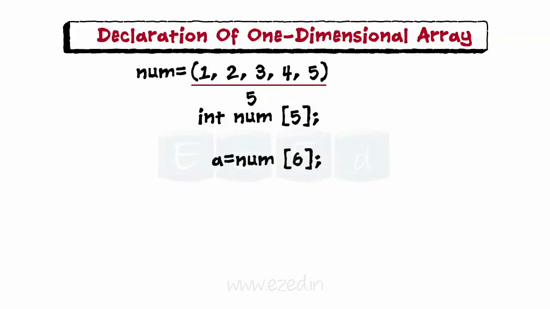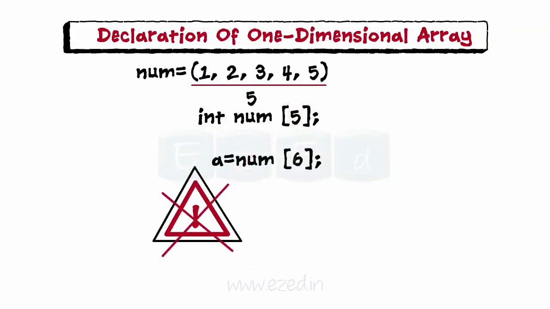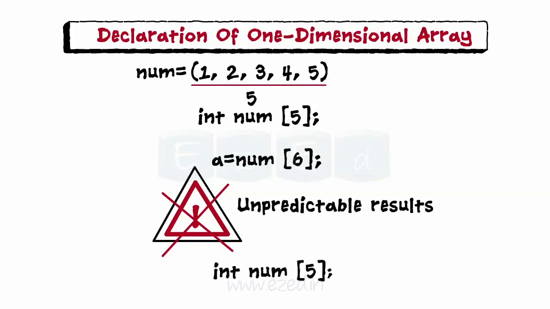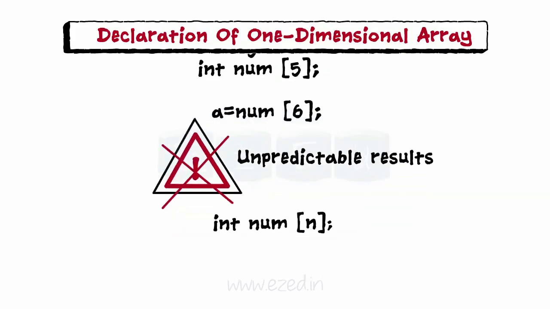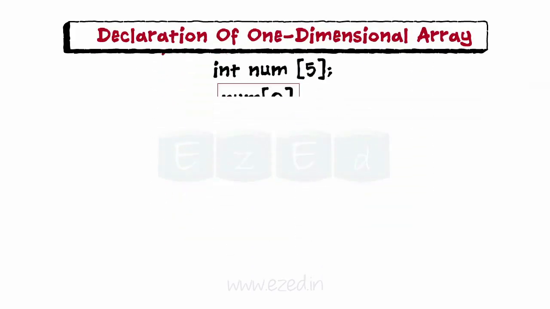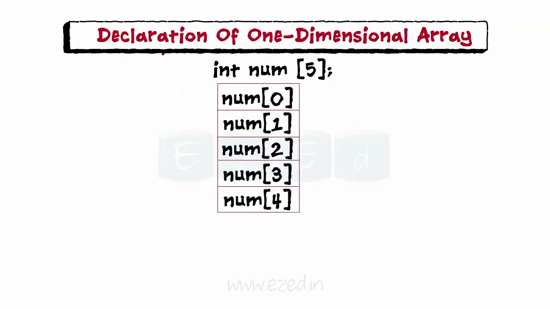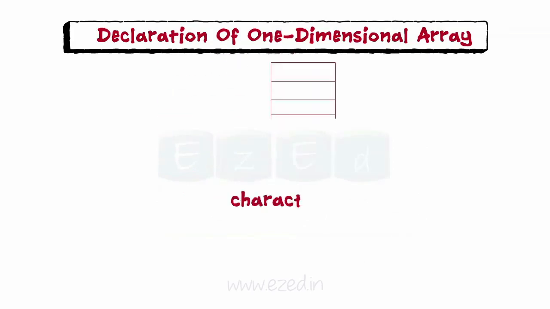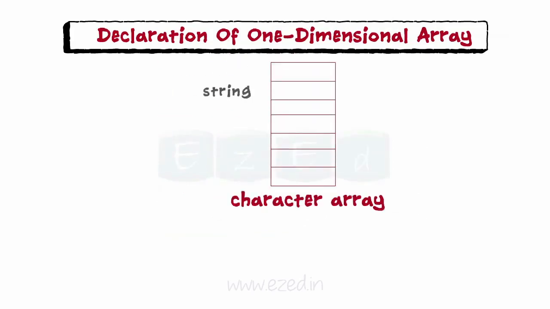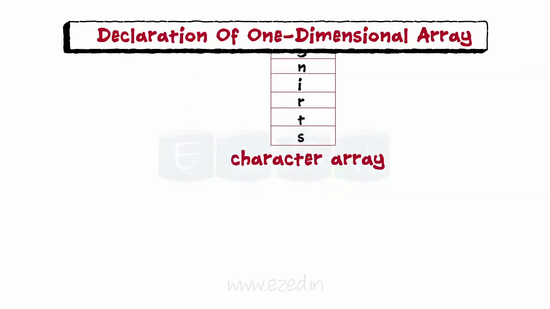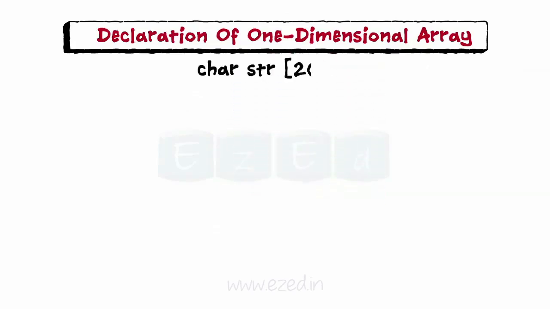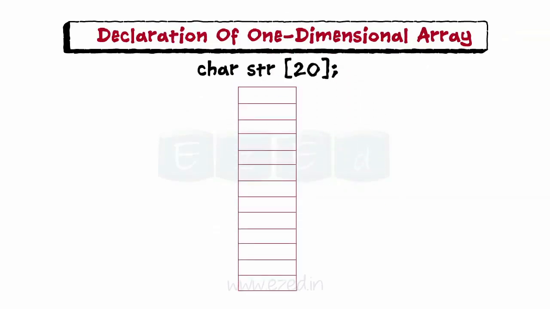Any reference to the array outside its prescribed limits will not necessarily cause an error, but might lead to unpredictable program results. Size can be a numeric constant or symbolic constant. The compiler reserves 5 consecutive locations in the memory on encountering the above statement. Examples are float weight[10], char str[20]. The character array is used to declare a string which is considered as an array of characters. Thus, this line declares str as a character array which can hold a maximum of 20 characters.